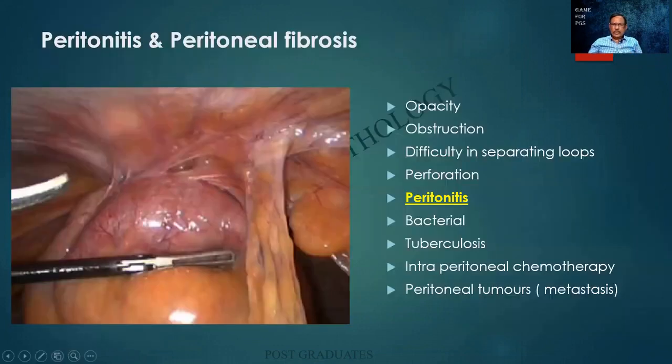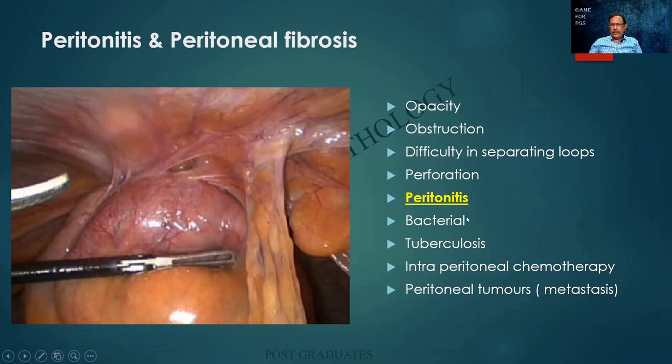A lot of the stories of adhesions, I already mentioned it, but whenever it is opaque, it can indicate some kind of an exudate, be it the pleura or the peritoneum, whatever it is. And it can be leading to an obstruction. And the surgeon will be having a difficulty in separating the loops. Perforation can be one of the common things. Sometimes it can seal a perforation also.